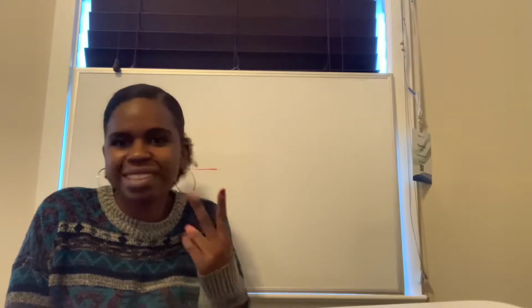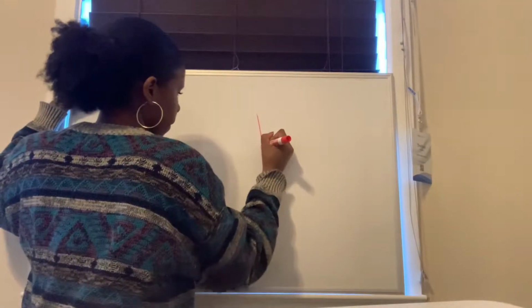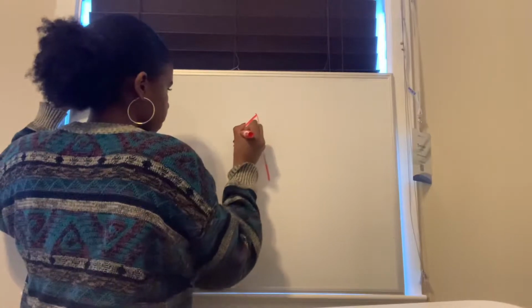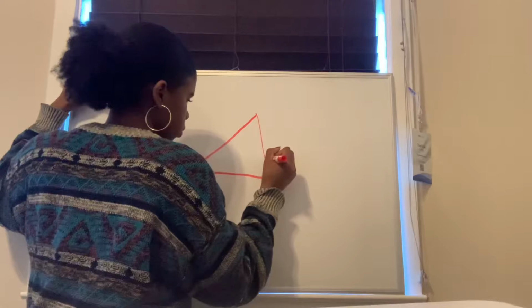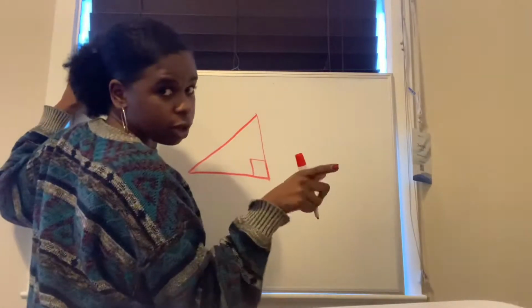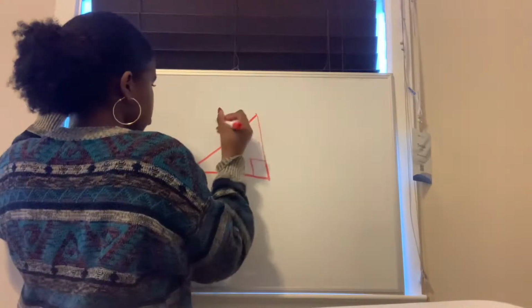What we're going to do is learn how to find a missing angle of a triangle when there's two missing angles. So let's just go ahead and get started. Okay, let's draw a triangle, shall we? We're gonna make it a right triangle. And this is not drawn to scale. I'm just gonna put some numbers in here.